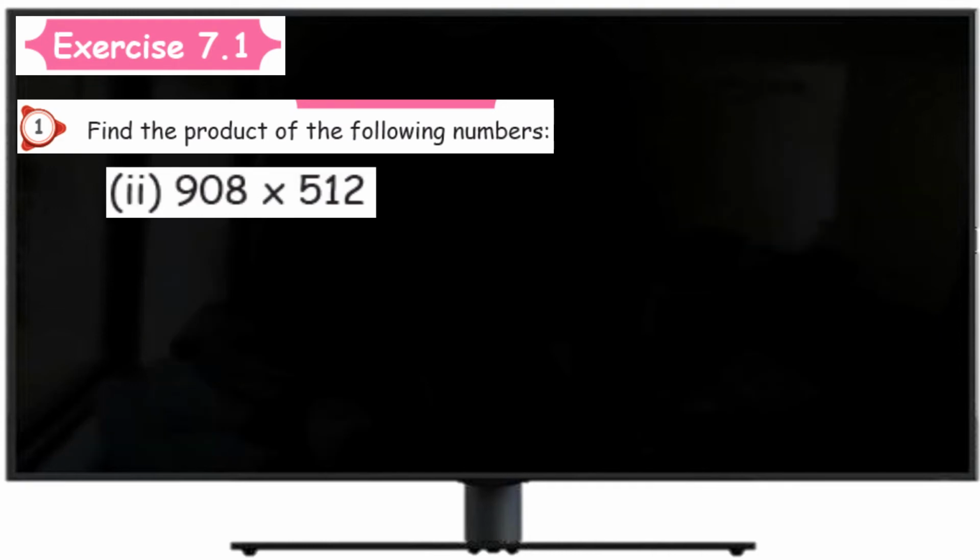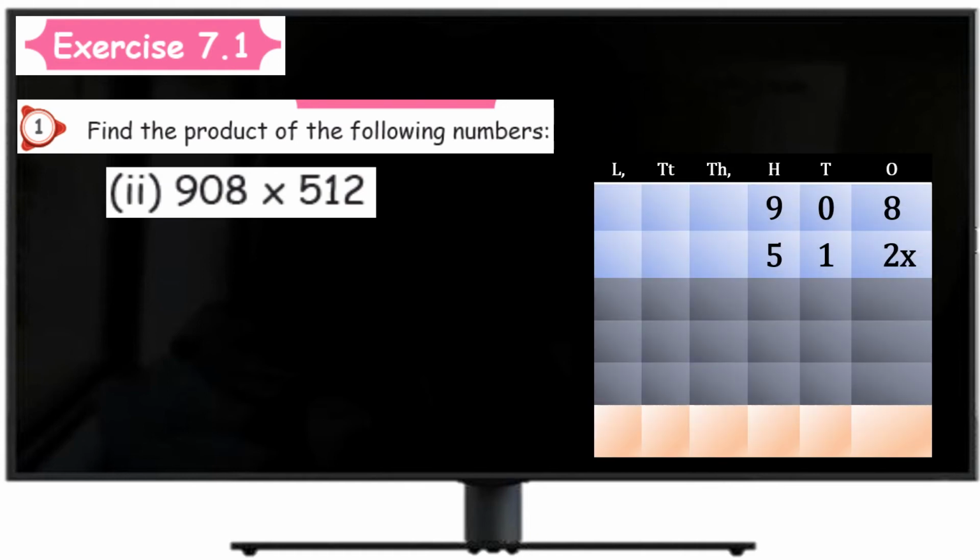Find the product of the following numbers. Second sum. 908 into 512. So here also the same procedure. Just watch it once. 2 8s are 16. So 6 here and 1 above. And 2 zeros are 0. 0 plus 1, 1 only. And 2 9s are 18. 8 here and 1 above. There is no number, so bring down the 1.